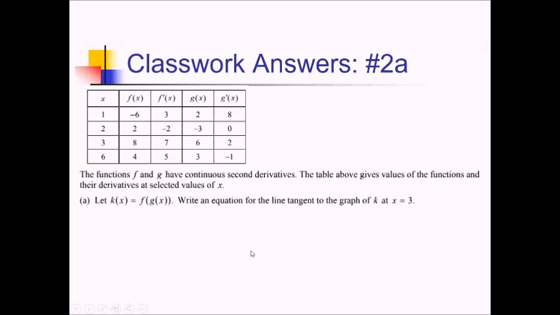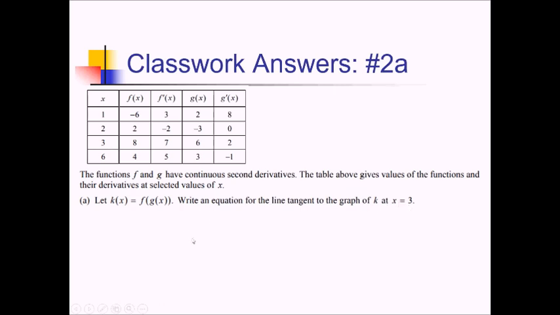On this free response problem, we have the functions f and g, which have continuous second derivatives, which means basically you're twice differentiable on those. And we have a table here giving us values of f, g, and their derivatives at certain places. For our first task here, we want k of x to equal f of g of x, and we're just going to write an equation now for the tangent line for k at x equals 3.